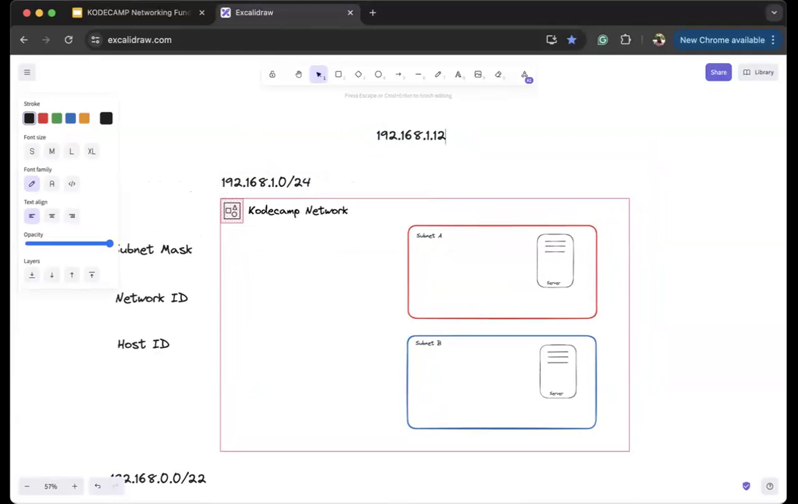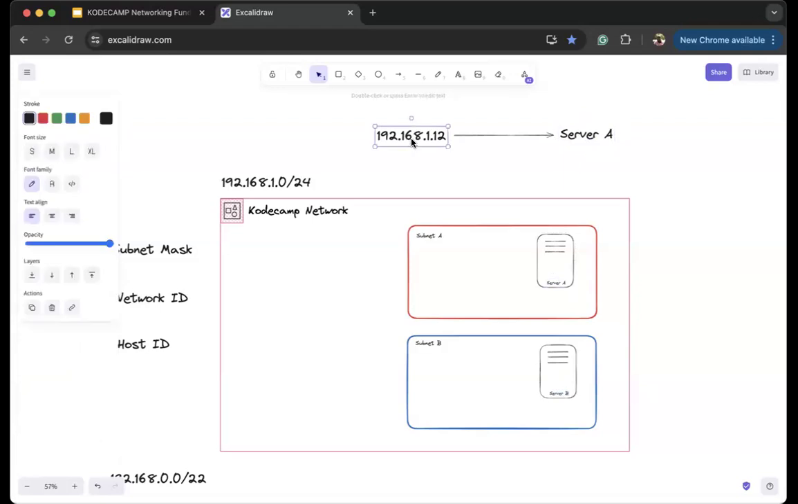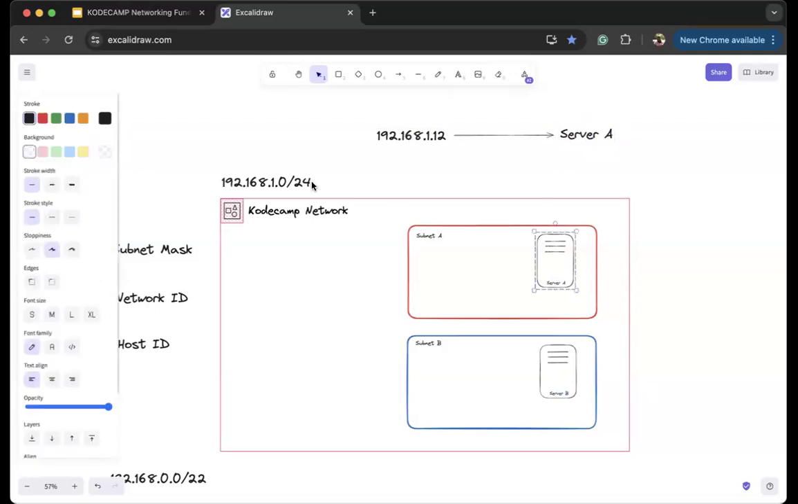And you have, say, a host of 192.168.1.12. Okay, this right here is, what is it? It is server A. Let me go in here, I'll tell you. So we have server A and we have server B. Now, this IP address is server A.